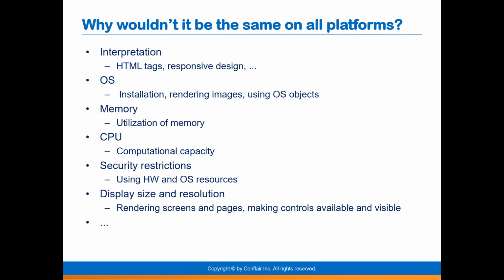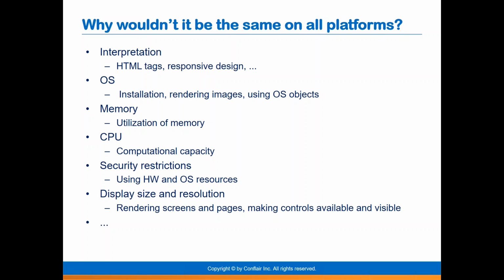Rendering images, right? One operating system can be better at rendering images than the other, not to mention hardware. Using operating system objects, another pitfall. Many native apps use objects which are part of the operating system, for example, a collection object for a list of items. You have a new version of the operating system, they change something in the collection, it doesn't work anymore.